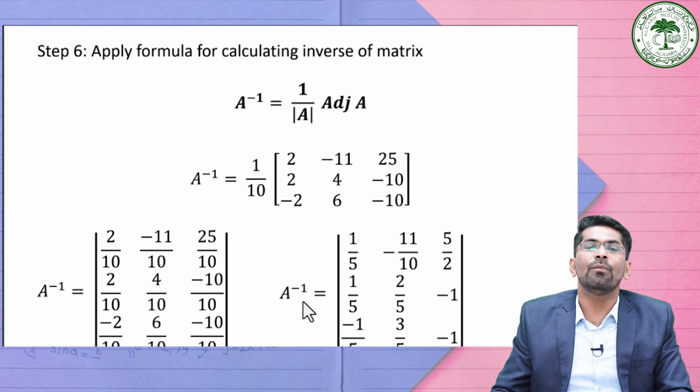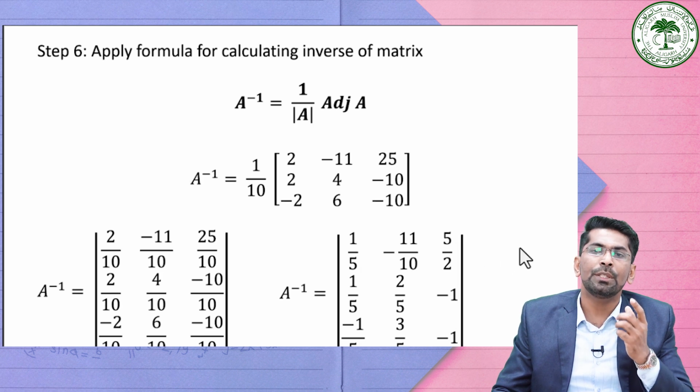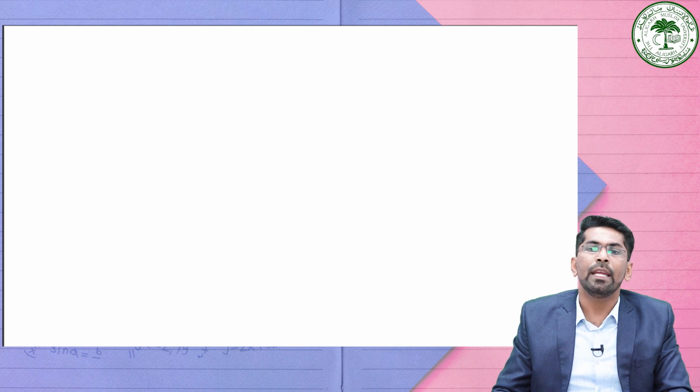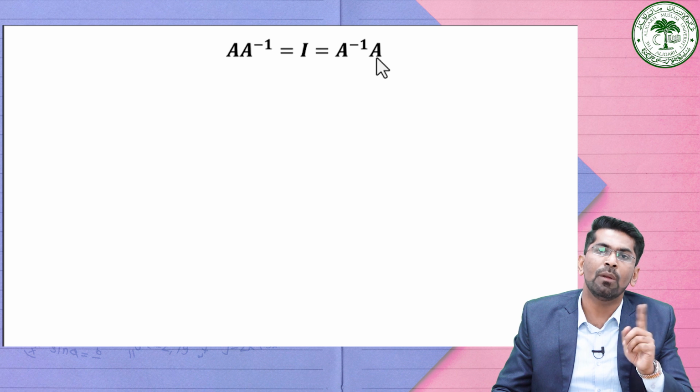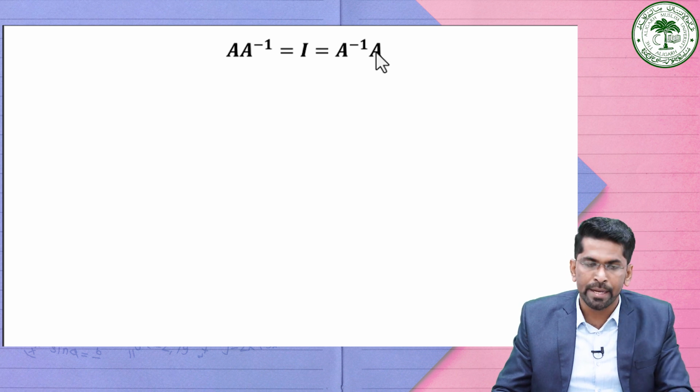So this is the inverse of a matrix. These are the actual values or elements in the inverse of a matrix. Now we can check the special property of the inverse of a matrix: if you multiply the original matrix A with its inverse, it will produce an identity matrix, or you can also multiply the inverse with the original matrix, which will also produce an identity matrix.